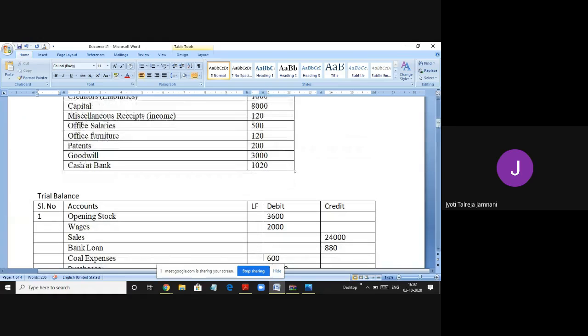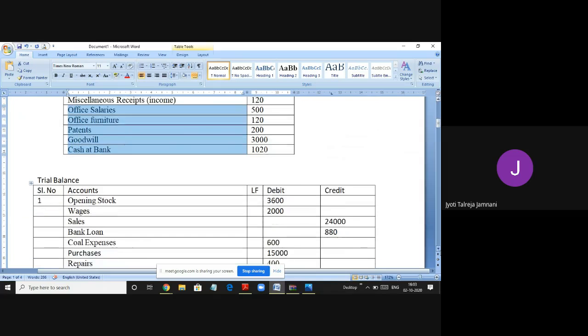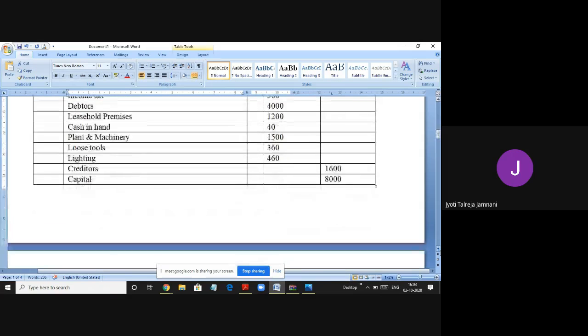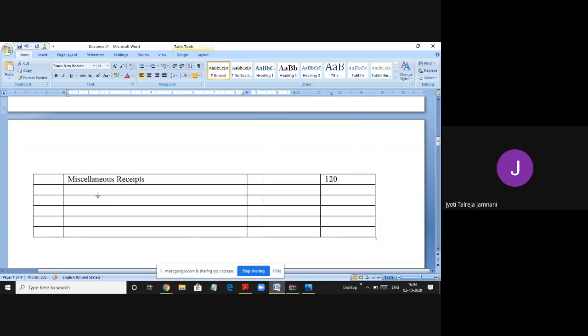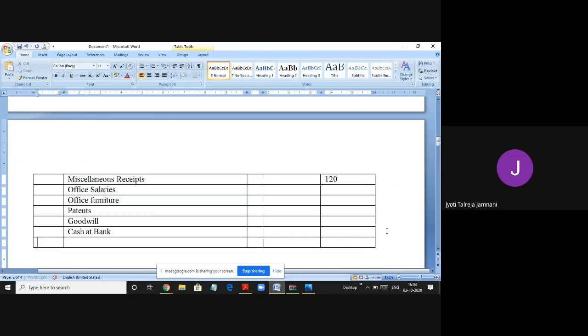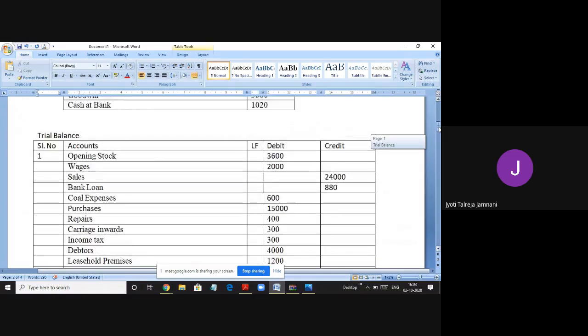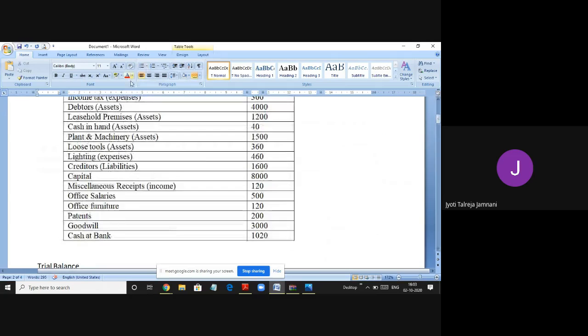Now the remaining: office salary, office furniture, patent, goodwill, and cash at bank. Let's look at it one by one, what it is and where it will be taken. First is office salaries. What is salaries? Salaries are expenses. So we take it on the debit side because we are debiting all the expenses and assets. So office salary is an expense, it should go on the debit side.